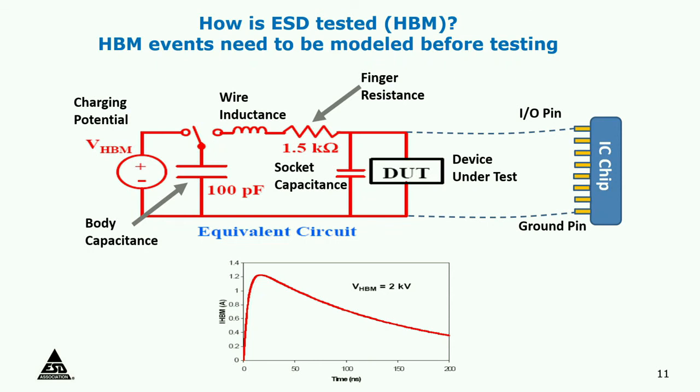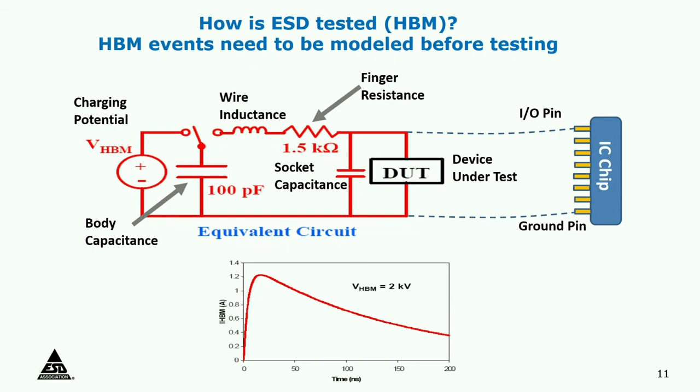So how do we test then? How do we know that this device can survive the threat? One is called the human body model, where the human body capacitance and resistance are involved. The equivalent circuit is this: you charge a human body potential, like 2000 volts, onto a 100 pF capacitor, which is the capacitance of the human body, and discharge through 1.5 kilo ohms of resistance. That 1.5 kilo ohm is your finger resistance.